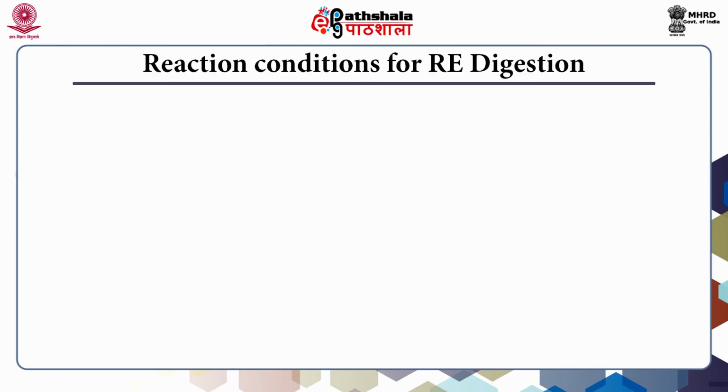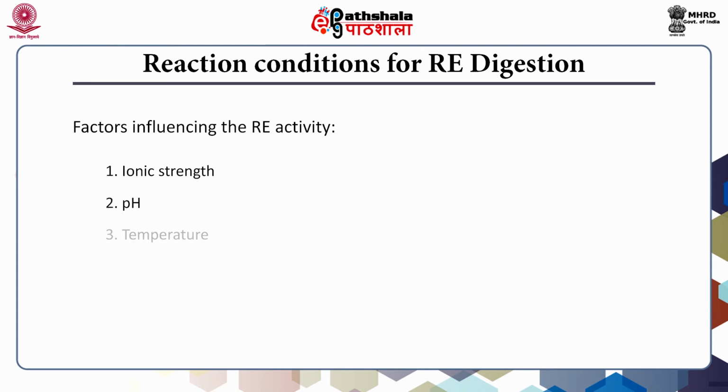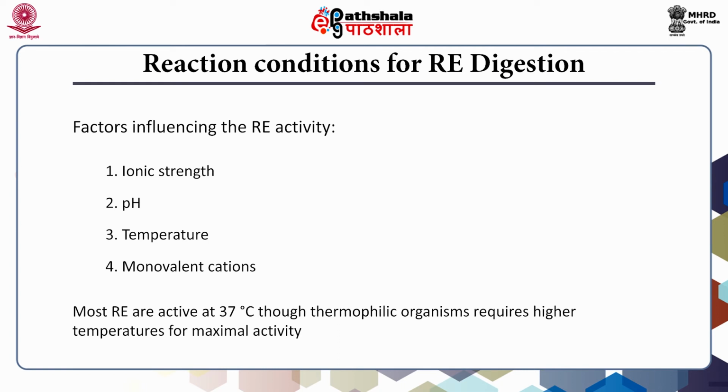Reaction conditions for restriction enzyme digestion. Factors influencing the restriction enzyme activity include ionic strength, pH, temperature and monovalent cations. Most restriction enzymes are active at 37 degrees Celsius, though thermophilic organisms require higher temperature for maximal activity.